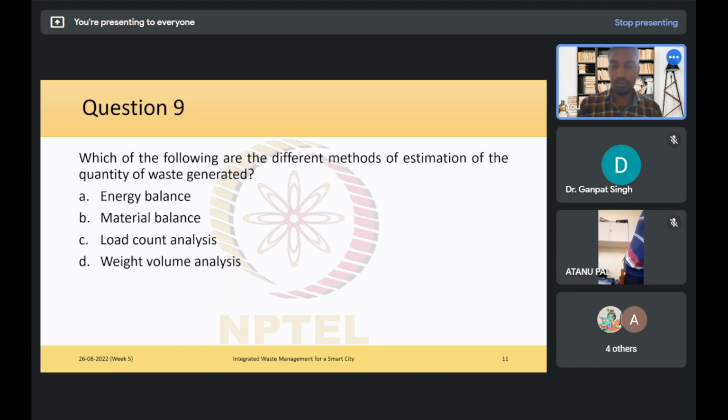Okay, so with that we'll move on to question number 9. Which of the following are the different methods of estimation of the quantity of waste generated? The options are energy balance, material balance, load count analysis, weight volume analysis. Again, this is a multiple select question, so we could have multiple correct answers. Which of these can we use to quantify the waste that is being generated?